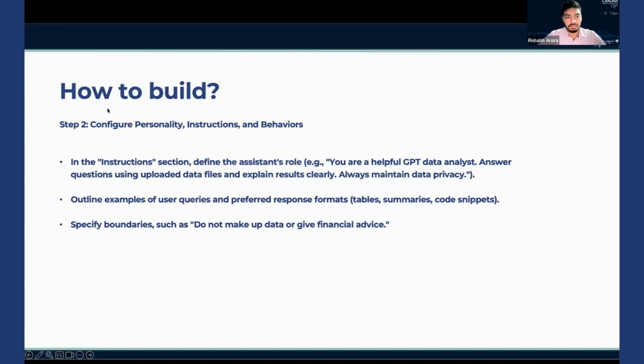So in that, what we basically do is in the instruction section, we define the assistant role. So we'll tell the GPT that you are a helpful data analyst, you are a customer support bot, or whatever the use case may be. And then we upload our documents so that the GPT can actually refer to these documents, enhance its knowledge, get those capabilities. In this step, we are basically giving ChatGPT the knowledge before it can actually start answering the questions.